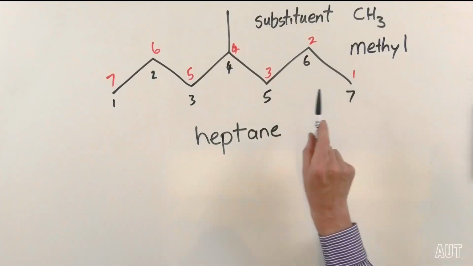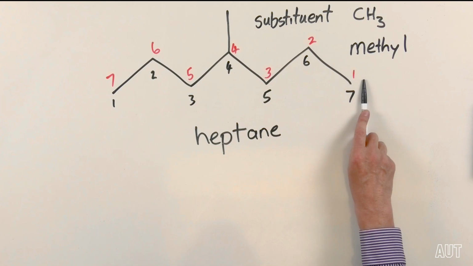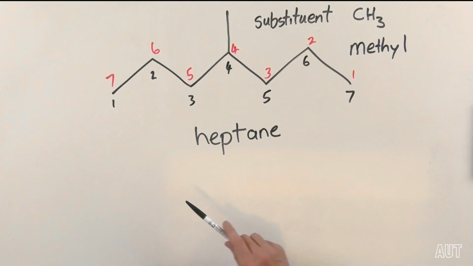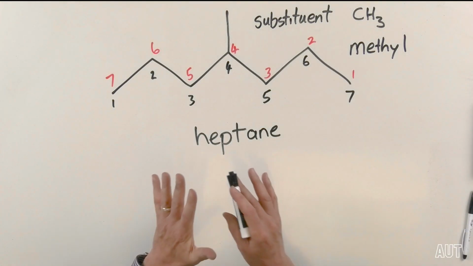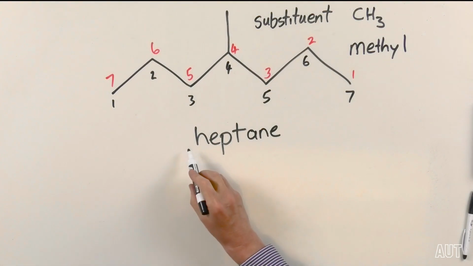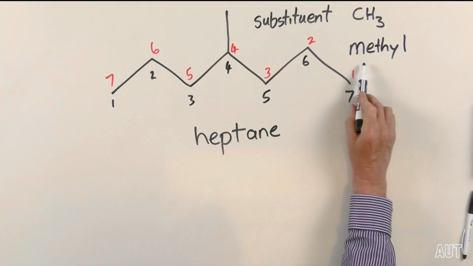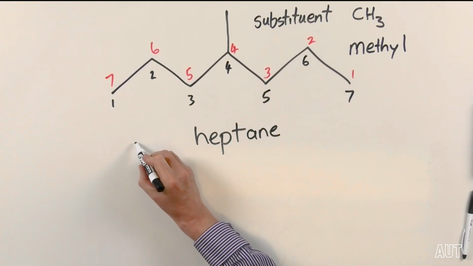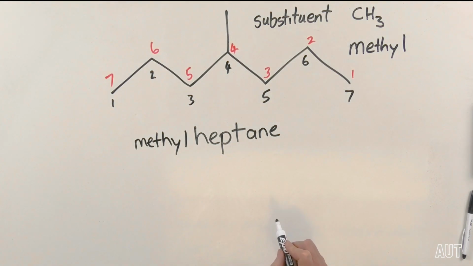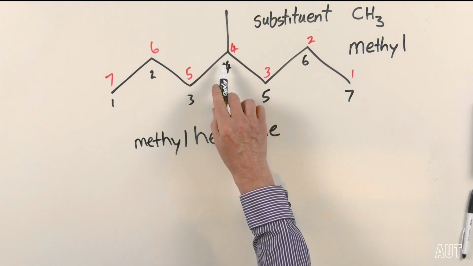Does it make a difference? No, it doesn't. That's the beauty of this particular example. It doesn't make a difference, regardless of whether we start numbering from this end or from this end. The substituent is bonded to carbon 4. And so therefore, to include the substituent in our overall name, we stick it out the front. Our substituent is a methyl substituent, so we're going to put methyl out the front of heptane. Where is it? It is on carbon 4.